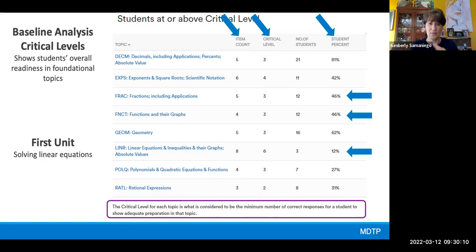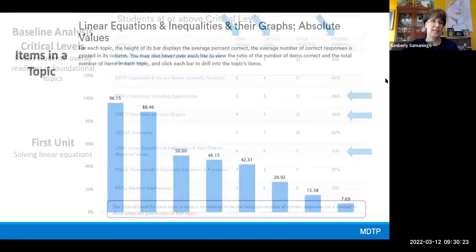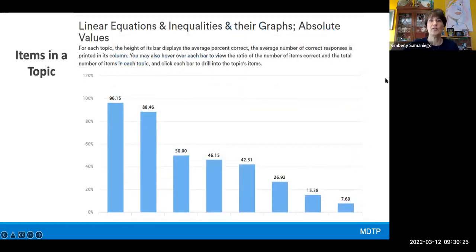So it makes sense. I would look at fractions. It makes sense. I would look at functions because I'm doing linear functions. It also makes sense. I would look at items in the linear equations and inequalities topic to see what students are thinking. So we're going to dig into some of those. So this is the topic on linear equations, inequalities, their graphs and absolute values. So you click into a topic, it shows you the items. We'll notice that there's a range of competency on these. So we have an item students did really well.